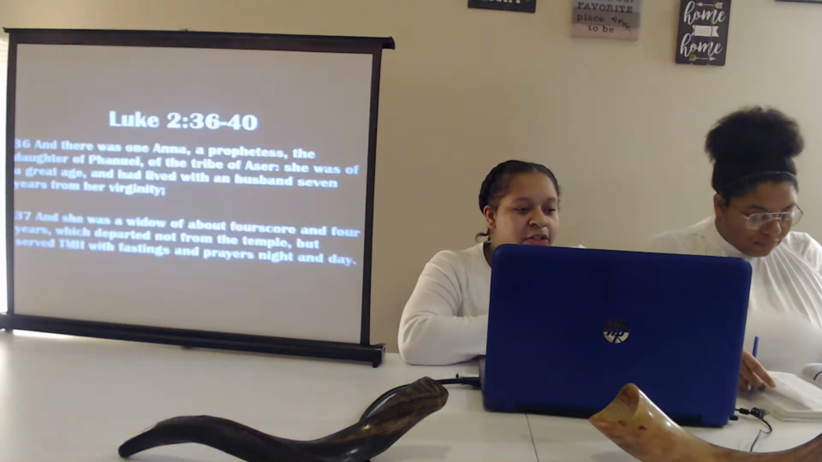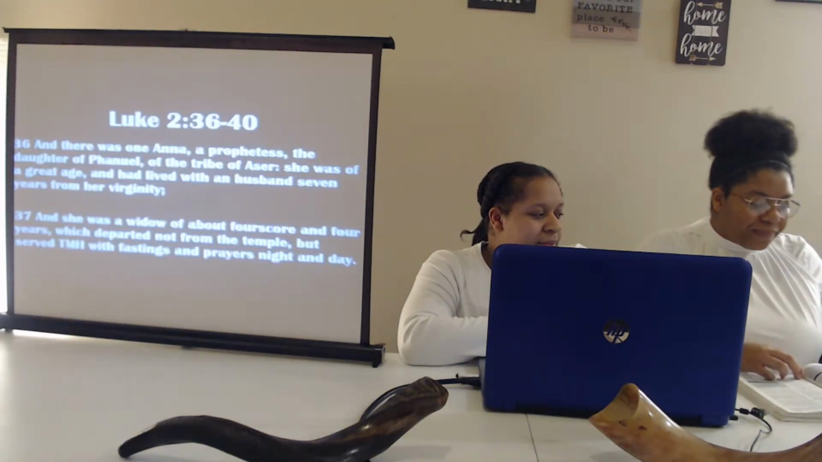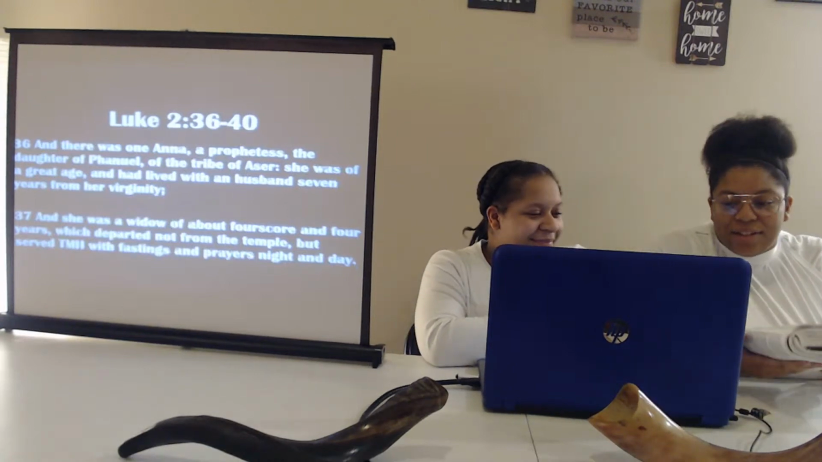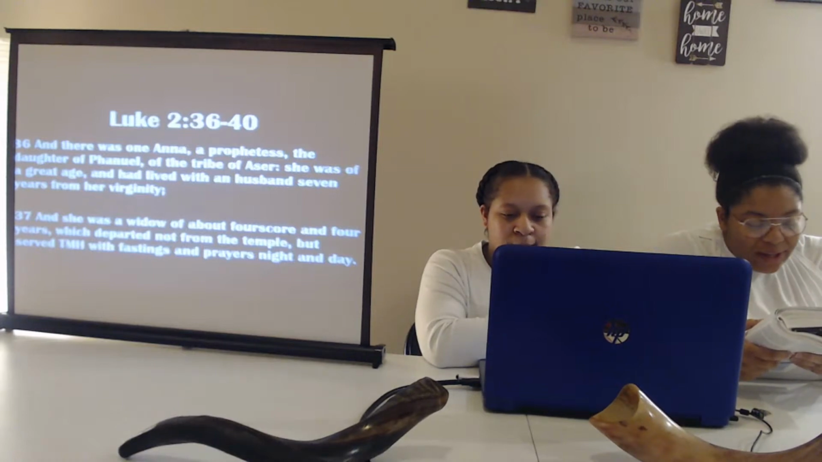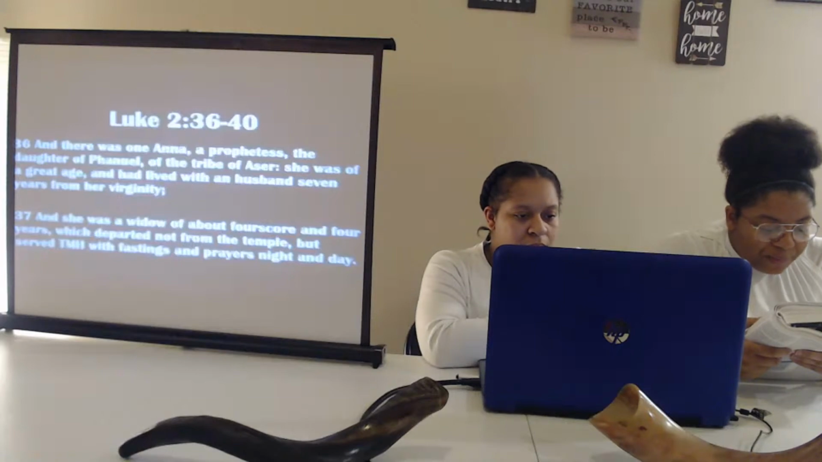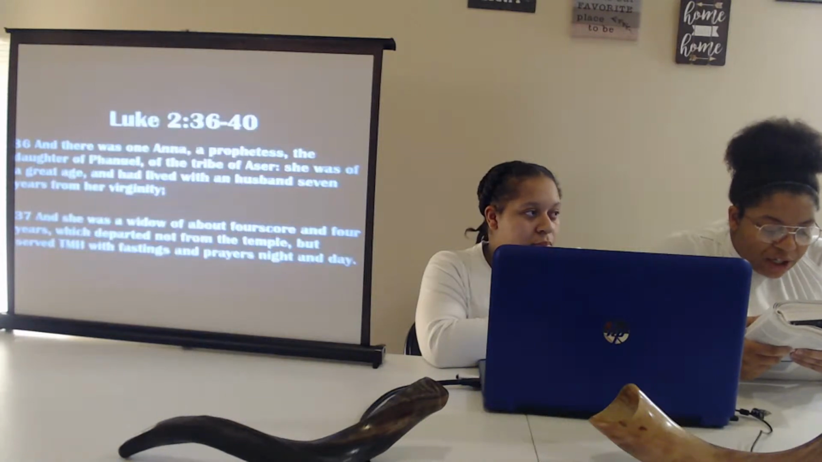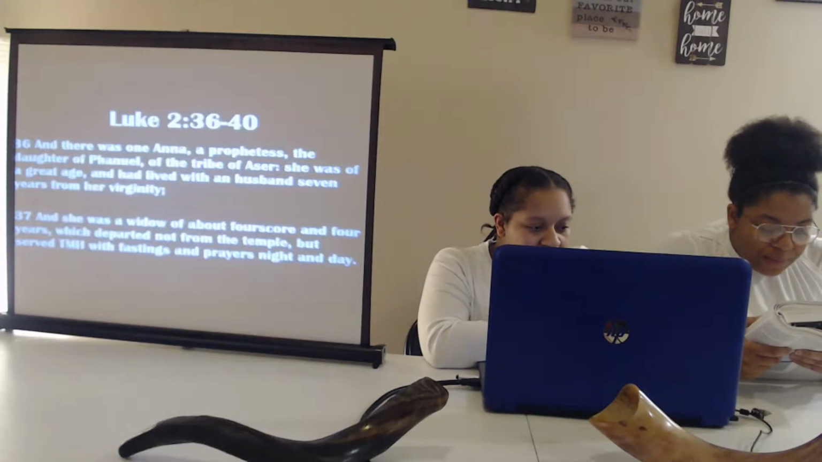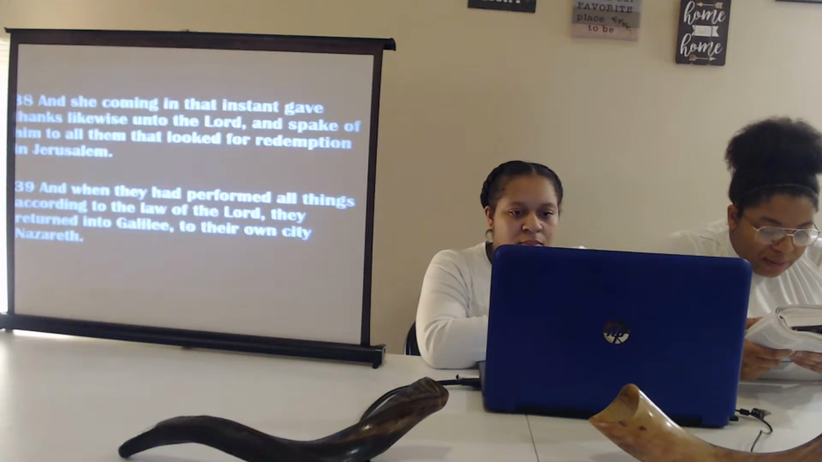Our next woman is Anna. We see her in Luke chapter 2, verses 36 through 40. Luke chapter 2, verse 36. And there was one Anna, a prophetess, the daughter of Phanuel, of the tribe of Asher. She was of a great age, and had lived with an husband 70 years from her virginity. And she was a widow of about 84 years, which departed not from the temple, but served the Most High with fastings and prayers night and day. And she, coming in that instant, gave thanks likewise unto the Lord, and spake of him to all them that looked for redemption in Jerusalem.